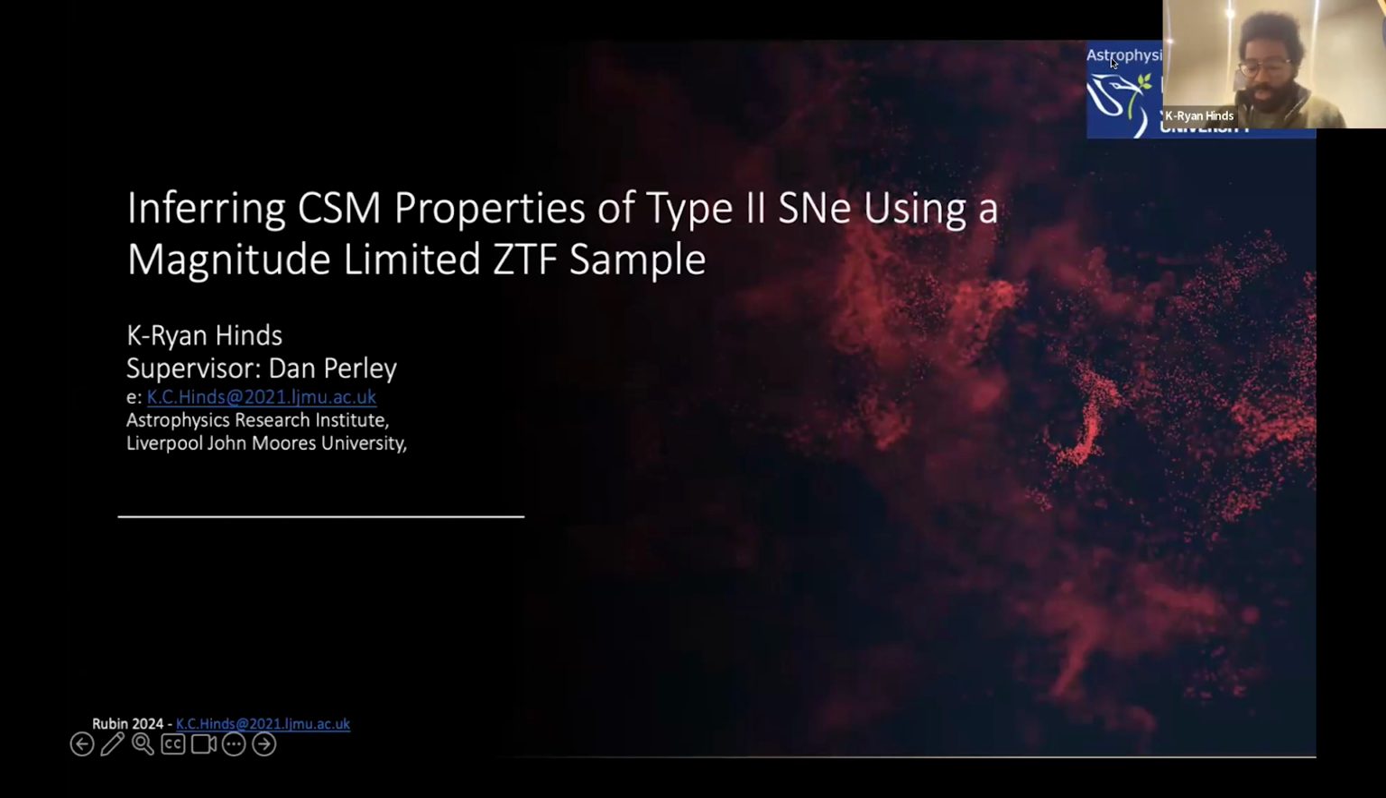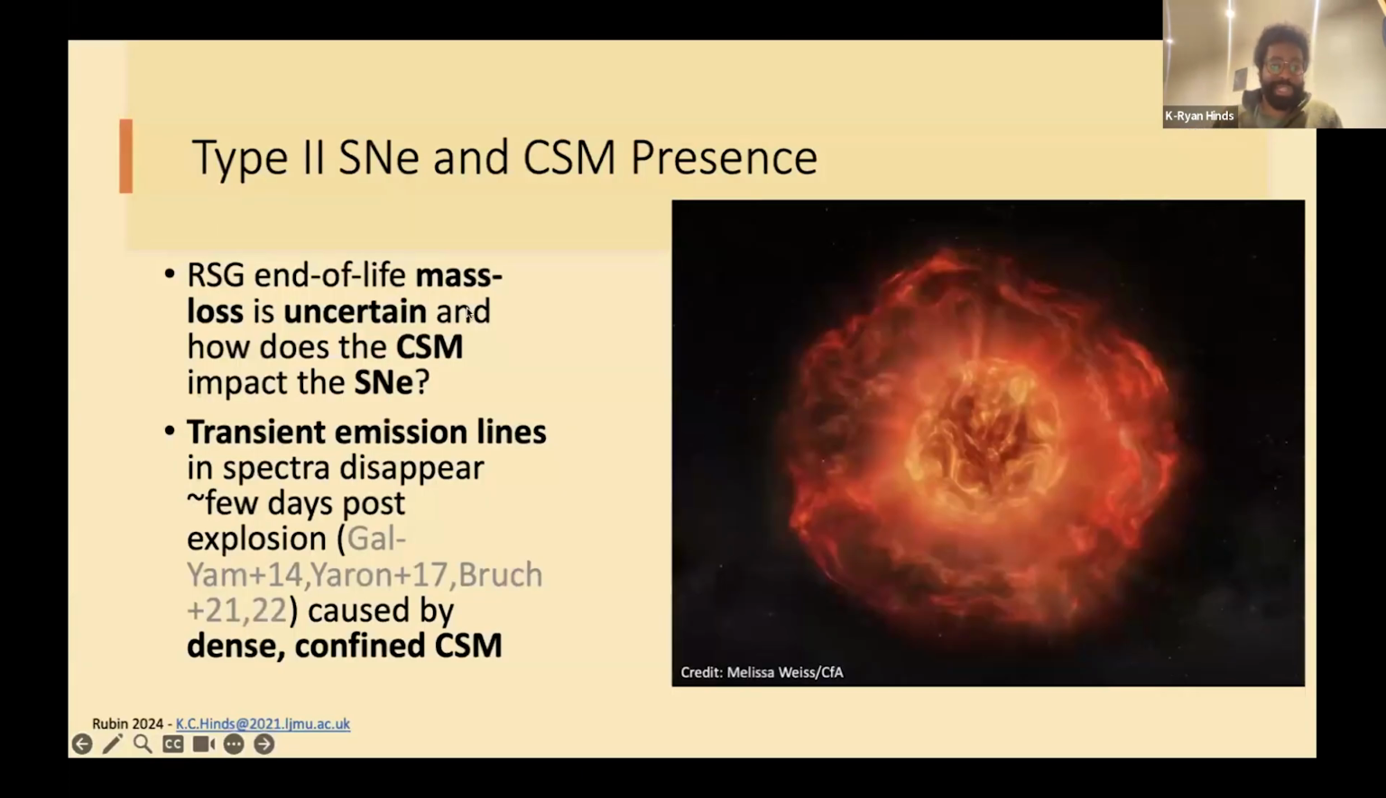So yeah, I'm going to talk about using Type II supernovae and a magnitude limited sample from ZTF to infer progenitor properties. We're interested in Type IIs and CSM just because we're interested in their progenitors. It's been known for a while now that Type II supernovae have a red supergiant progenitor, and we're interested in the end-of-life mass loss because it's not well constrained. Is there a period of enhanced mass loss?